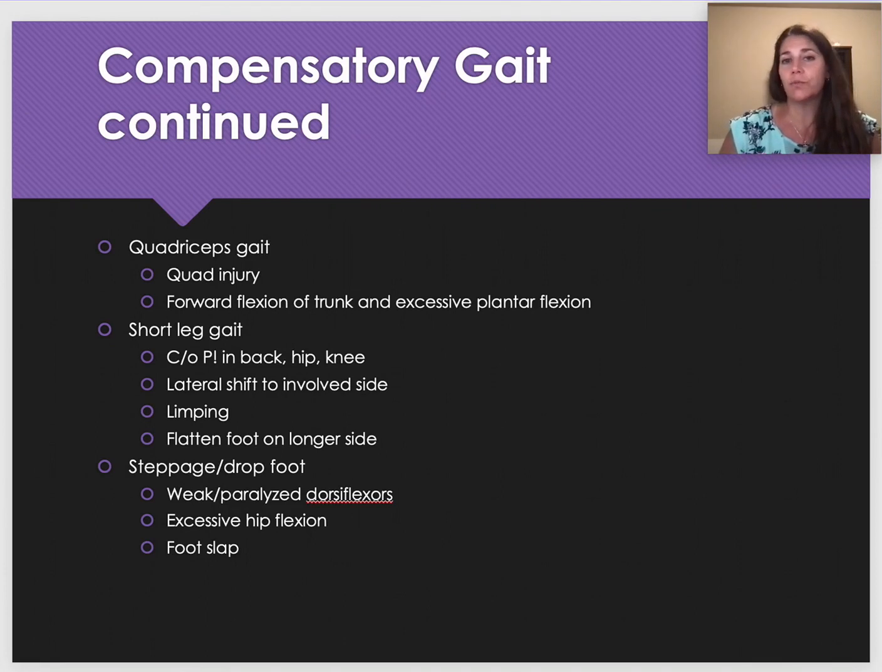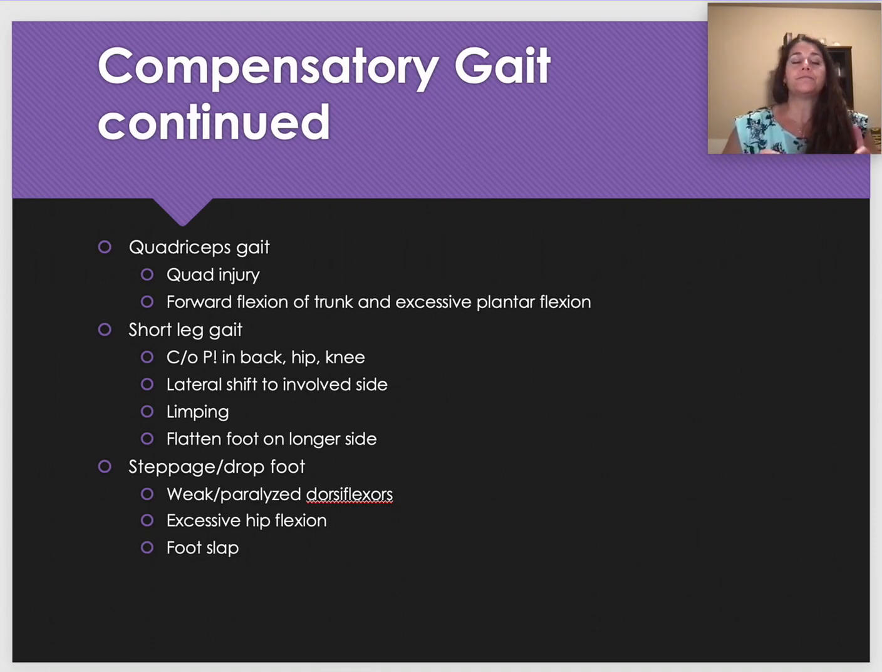Quadriceps gait, it's what we see when people actually have quad injuries, forward flexion of the trunk and excessive plantar flexion because they can't control it otherwise. Short leg gait, they're going to be complaining of pain somewhere from their back down, which kind of cracks me up if that's a definition. They're going to have a lateral shift of their hips to the involved side. So as they step, it's going to look kind of like a Trendelenburg gait. They're going to have limping, and then the flattened foot is going to be on the longer side.